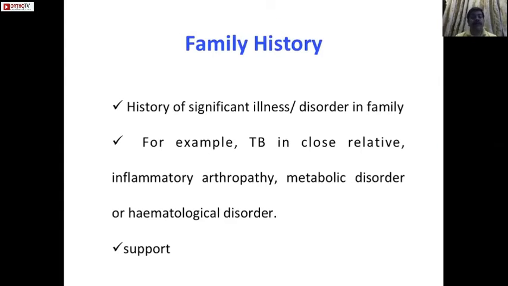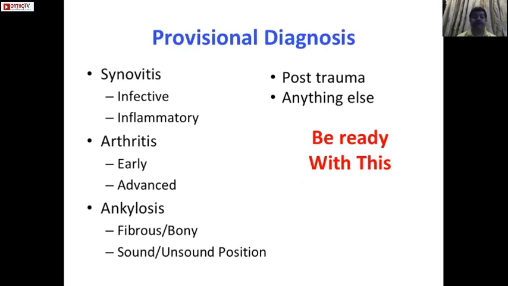The family history: history of any significant illness in the family or any similar disorder. You have to take a history of tuberculosis contact, any inflammatory arthropathy in the siblings or the parents, any metabolic disorders or hematological disorders. Family history is also important to understand what support system the patient might have, to decide upon what sort of treatment you can offer him.